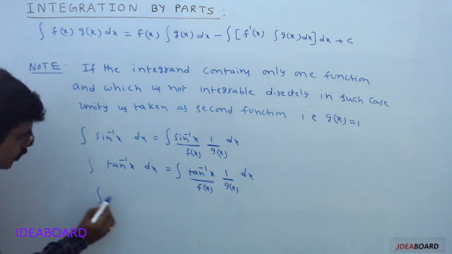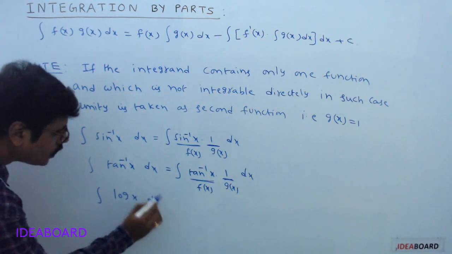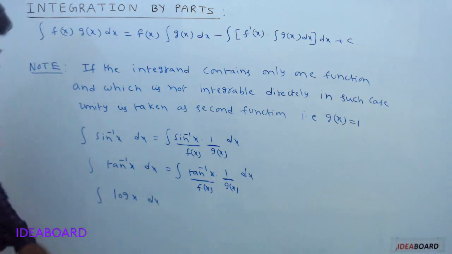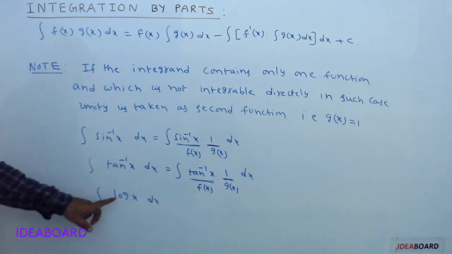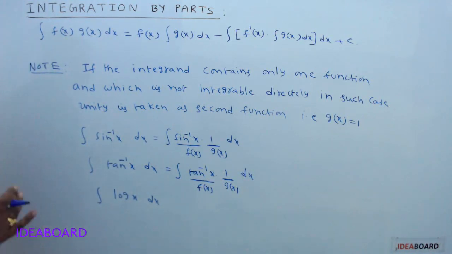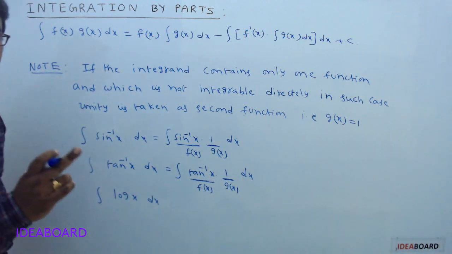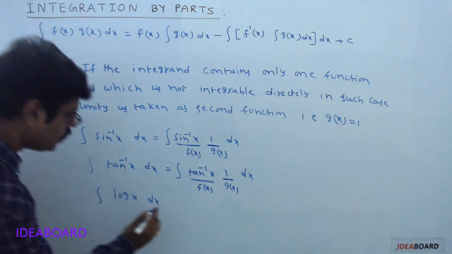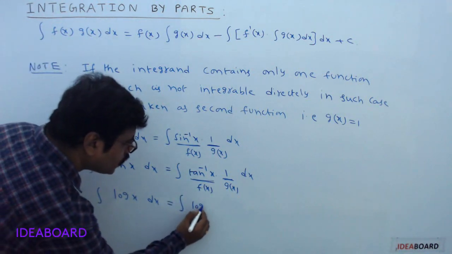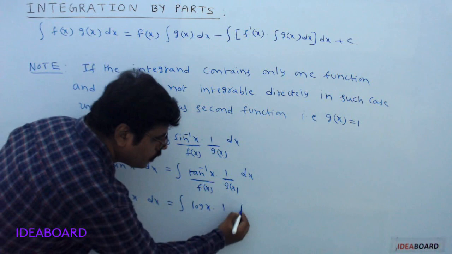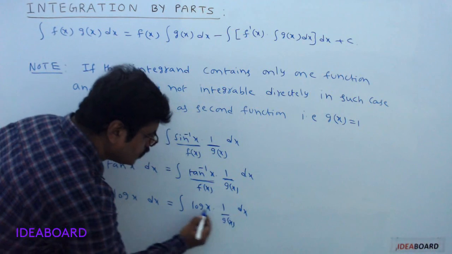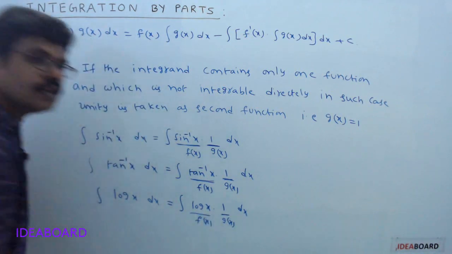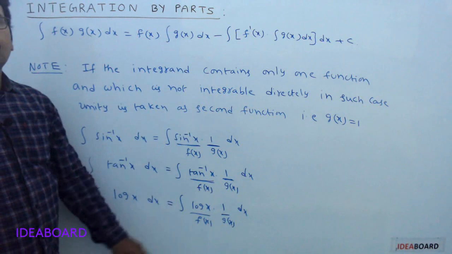Now see one more example, integral log x dx. We don't know the formula of integral log x dx. Here the integrand contains only one function which is not integrable directly. So in this case unity will be taken as g of x. That is, log x can be written as log x into 1 into dx. Now consider this 1 as g of x, log x is f of x. Then you can apply this integration by parts formula.